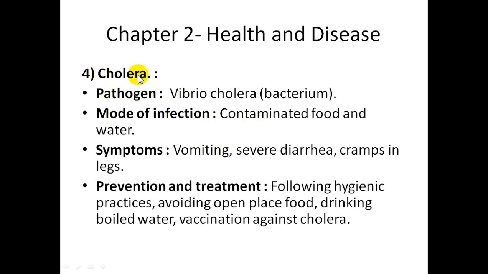The pathogen for cholera is Vibrio cholerae, a type of bacteria. Symptoms will be vomiting and severe diarrhea. You might suffer from diarrhea also, a type of dysentery, vomiting, and cramps in the legs. Prevention and treatment is following hygienic practices, avoiding open place food, drinking boiled water, and vaccination against cholera.